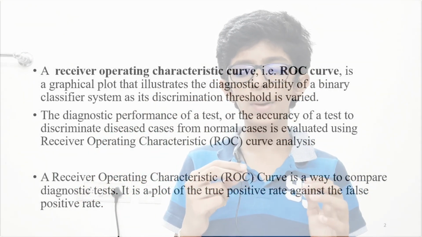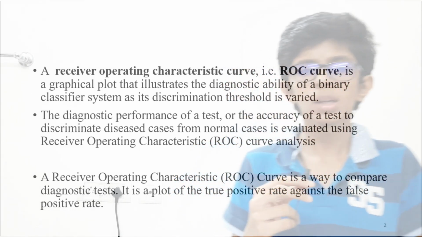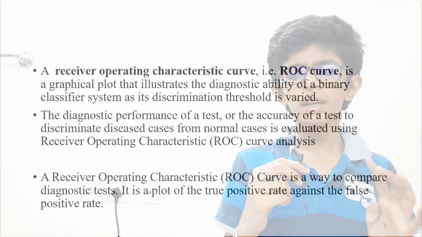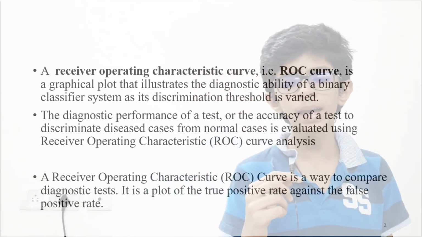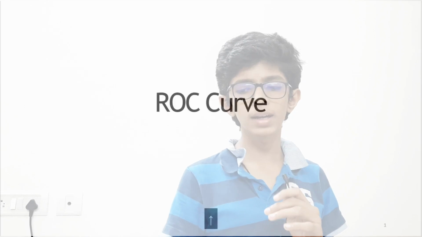A receiver operating characteristic curve is a way to compare diagnostic tests, and it is a plot of the true positive rate against the false positive rate.